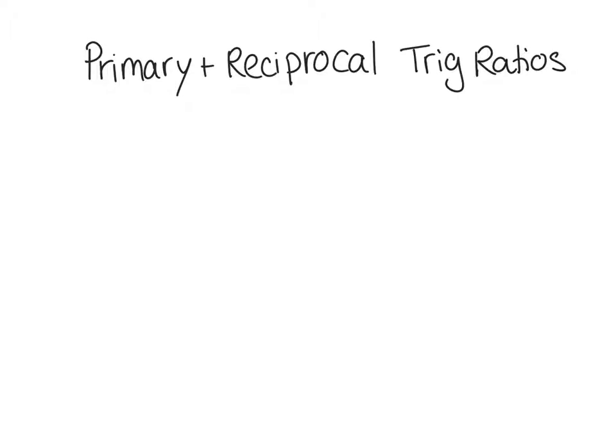Primary and reciprocal trig ratios. So this is all your special triangle stuff. Things you should know for the quiz are your 2 special triangles. So you have pi over 3 and pi over 6 as your angles. This side would be root 3, this side would be 1, and this side would be 2. So you have to remember which side goes with which.